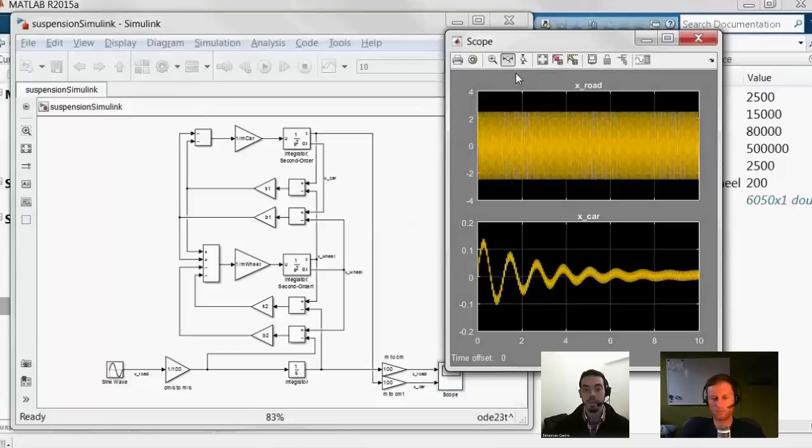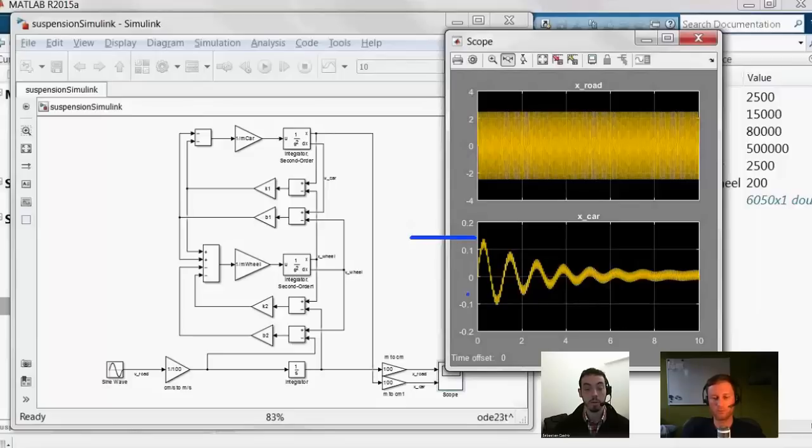What's happening here, you see that the road is oscillating quite a bit, going between about plus and minus 2.5 centimeters. So that's how this road is moving. Quite bumpy, but why not? And then you see that initially, when the car first engages that bump, it also has some pretty large oscillations of its own, but they're not quite as large as the road position because of the suspension system.